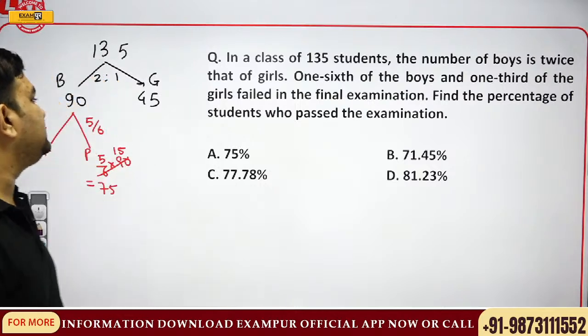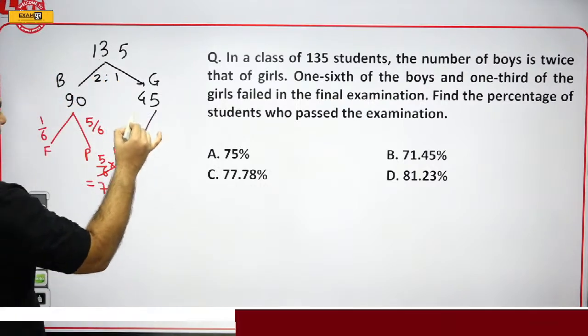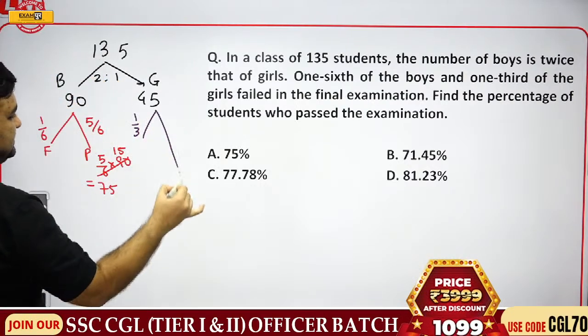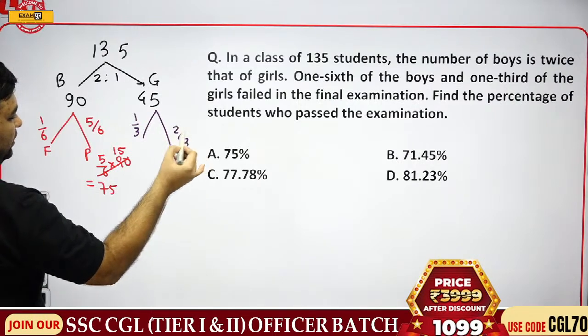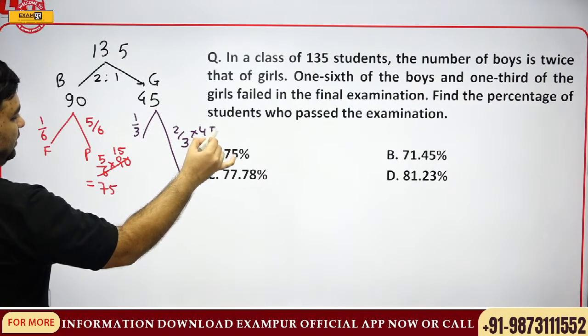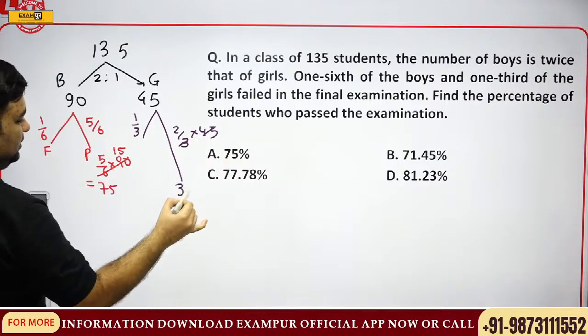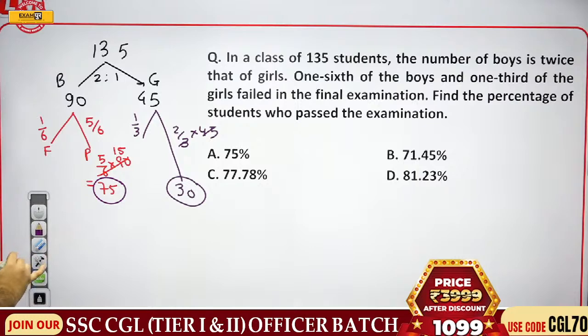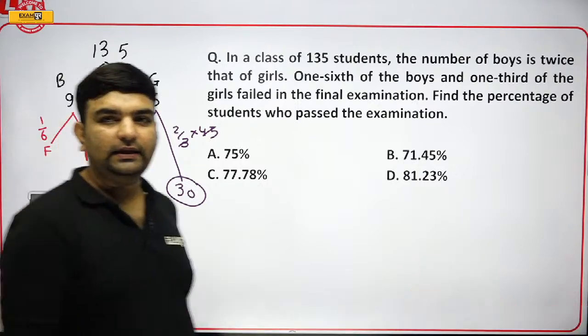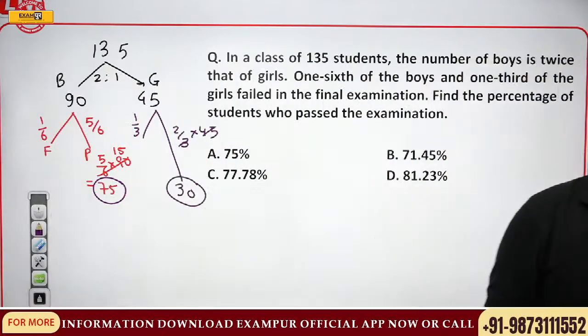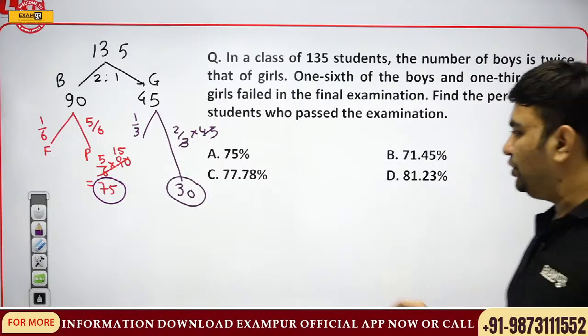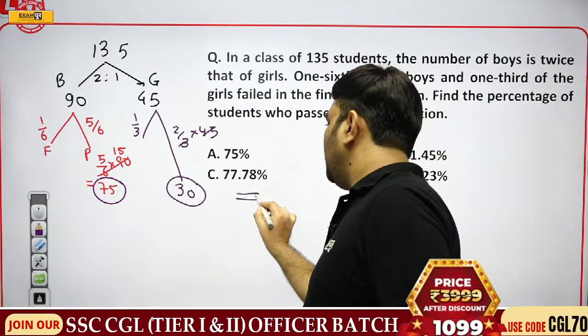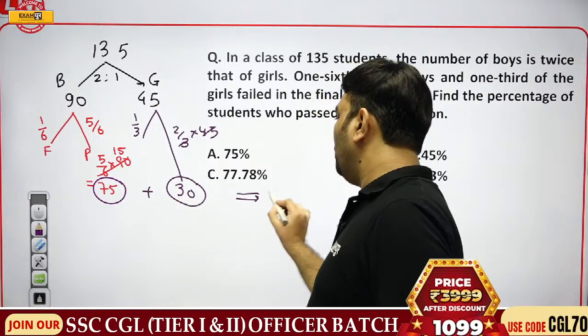1/3 of the girls fail. If 1/3 fail, then 2/3 pass. What is 2/3 of 45? 30. So 30 girls pass, 75 boys pass. So the total passed students are 75 plus 30, 105.